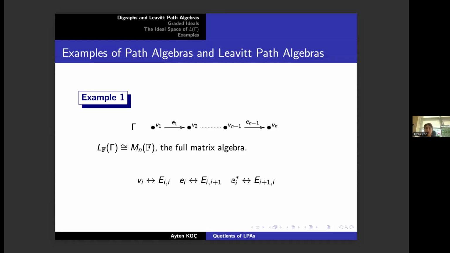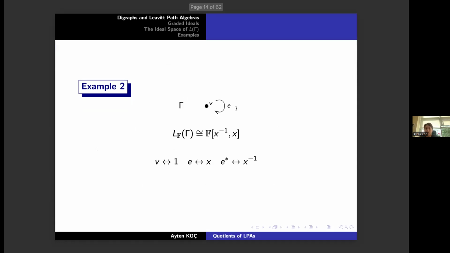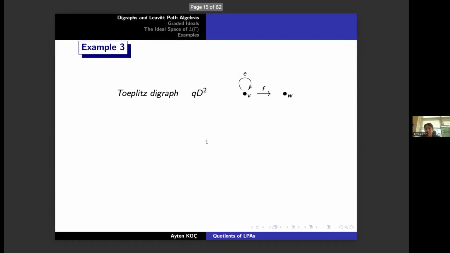Now let's give some examples. Many well-known algebras can be described as Leavitt path algebras. Let's consider this digraph. The Leavitt path algebra of this digraph is isomorphic to a matrix algebra. Next, let's consider only one loop. The Leavitt path algebra of this digraph is isomorphic to the Laurent polynomial algebra.